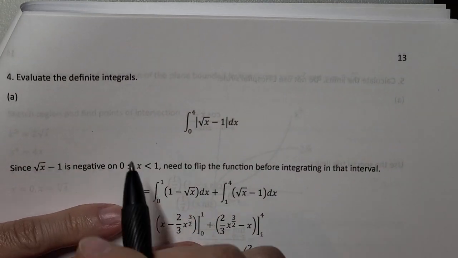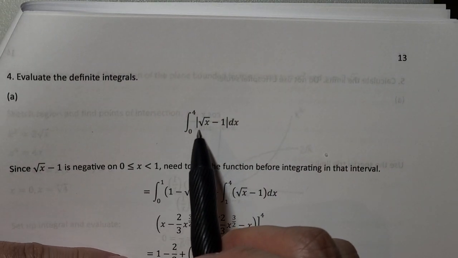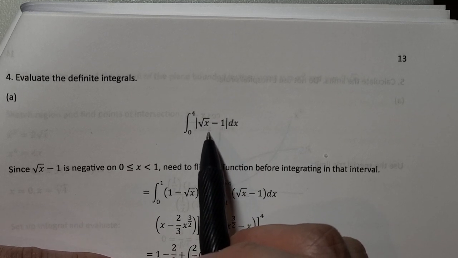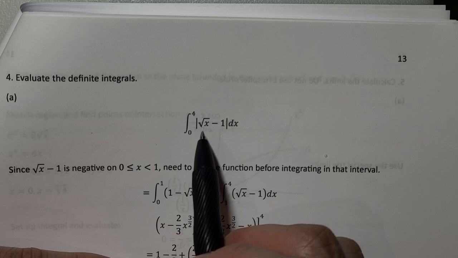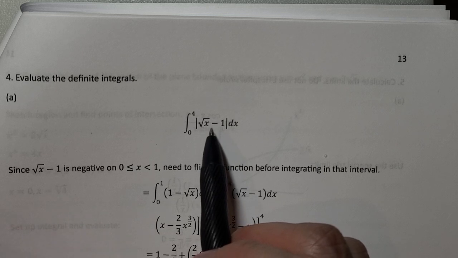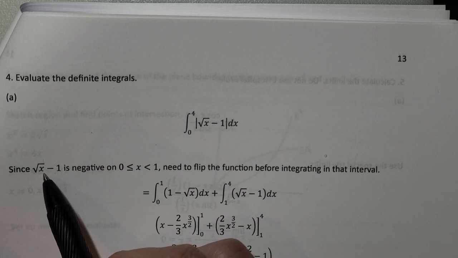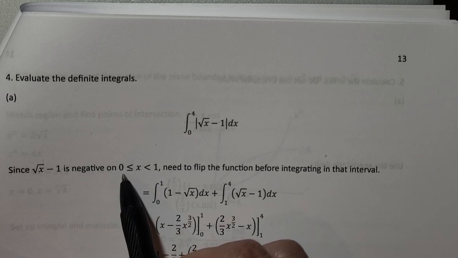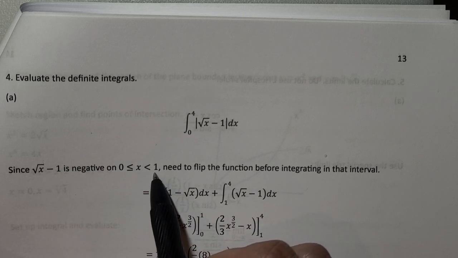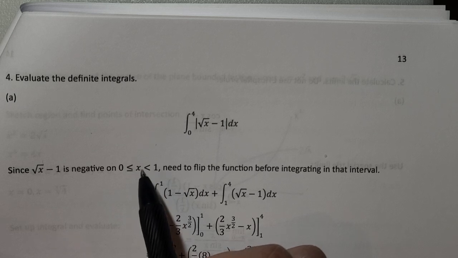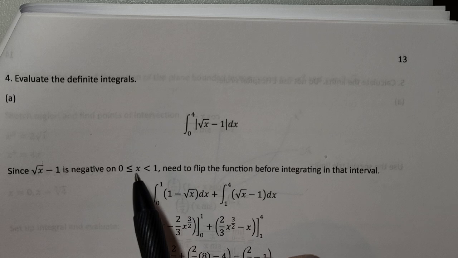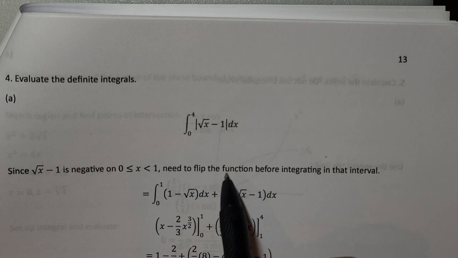Okay, evaluate the definite integrals. The key point for integrals with absolute values is you have to find out if the function's ever negative. And it is: square root of x minus 1 is negative on the interval 0 to 1. Because we know that, we need to flip the sign of the function before integrating on that interval.